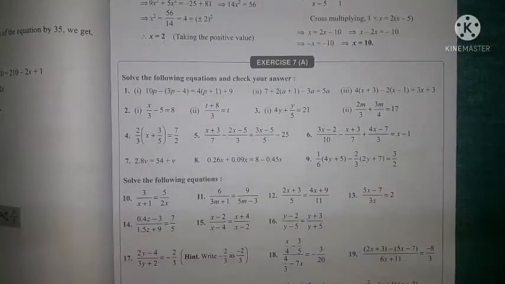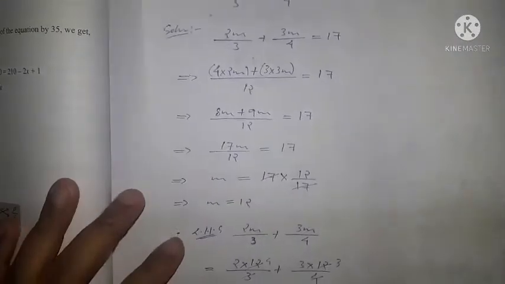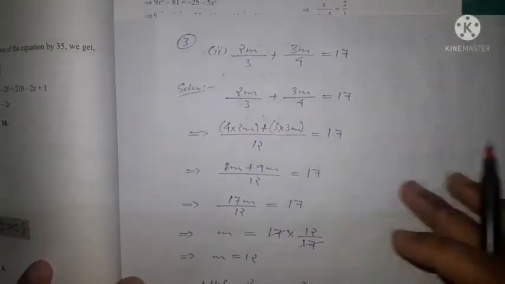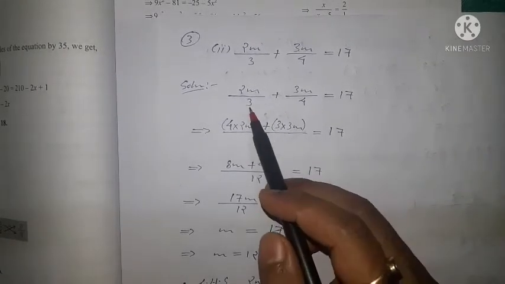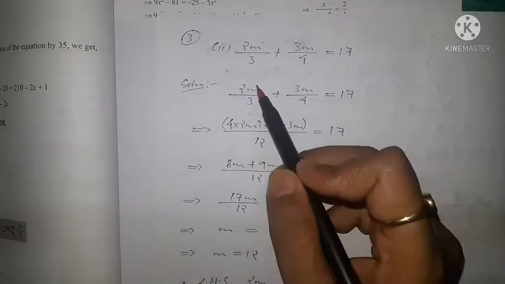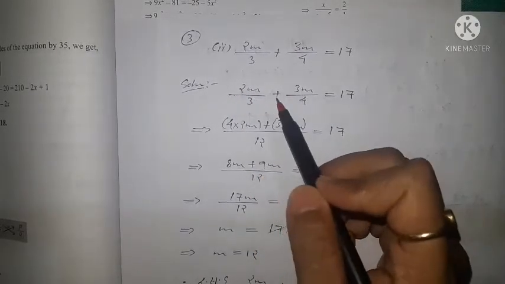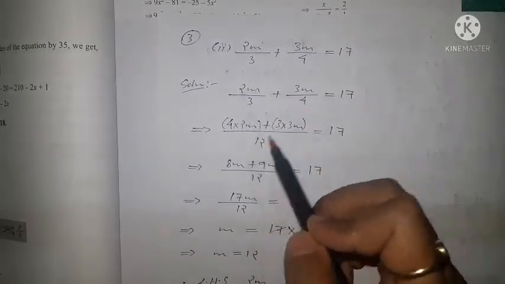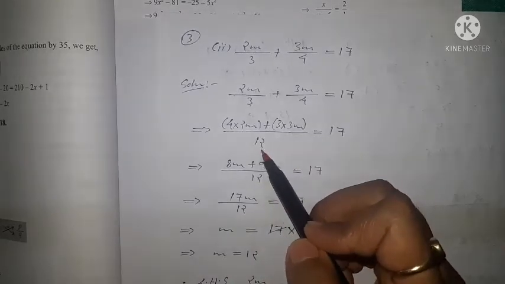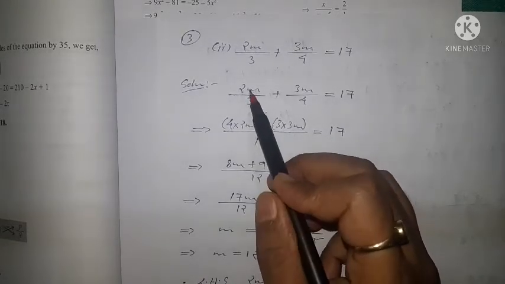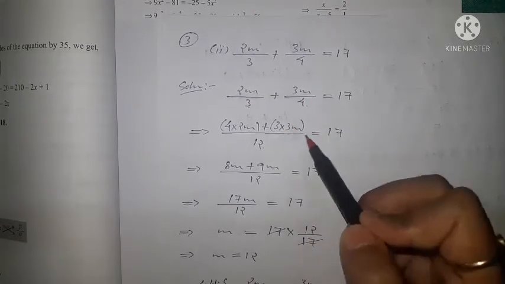So let's move to question number 3, Roman number 2. It is given that twice m by 3 plus thrice m by 4 is equal to 17. Similarly, we take the LCM, since both the terms contain the variable m on the one side. The LCM of 3 and 4 is 12. If we divide 12 by 3 it is 4, so 4 into twice m, plus if we divide 12 by 4 it is 3, so 3 into thrice m is equal to 17.